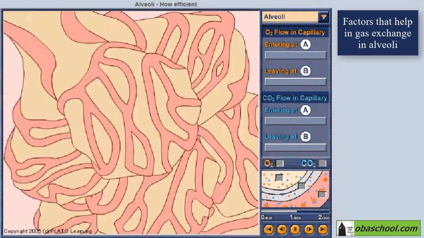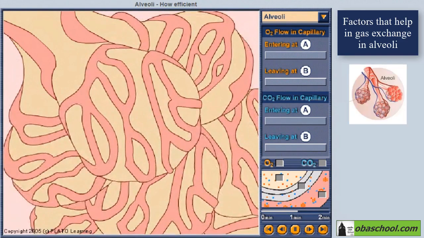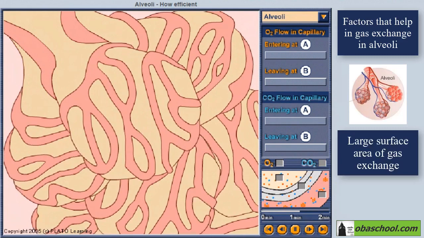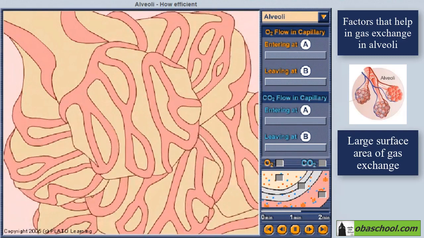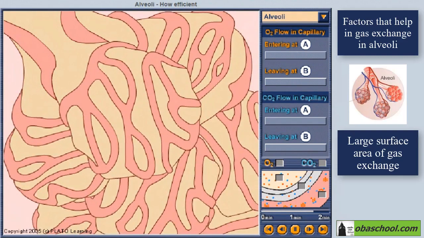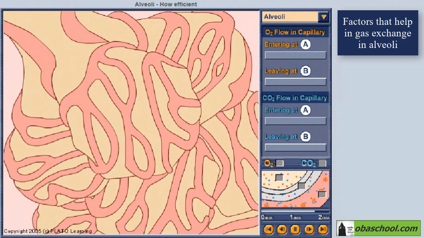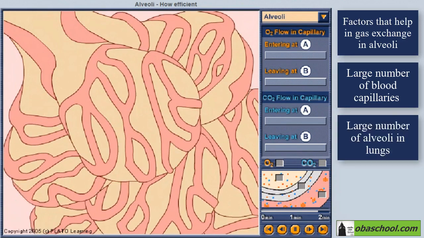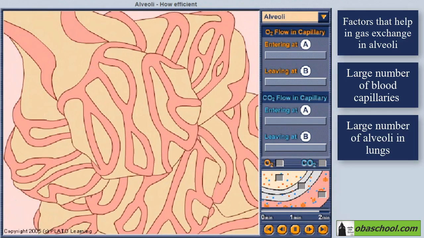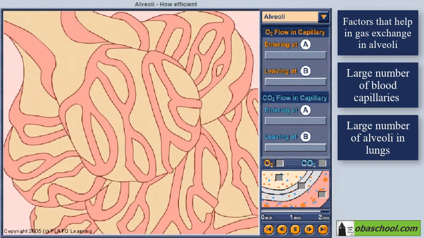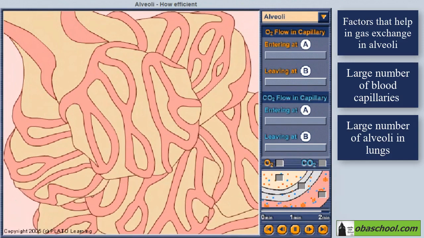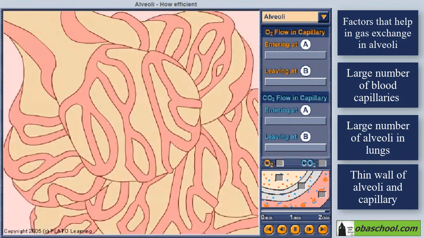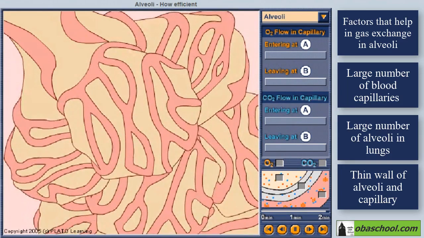It means that the large number of alveoli present in the lungs gives a large surface area to help gas exchange. So we can see that the factors that help in the gas exchange are the large number of blood capillaries and the large number of alveoli in our lungs, and both provide a large surface area for gas exchange, as well as the thin wall of the alveoli and the blood capillary.